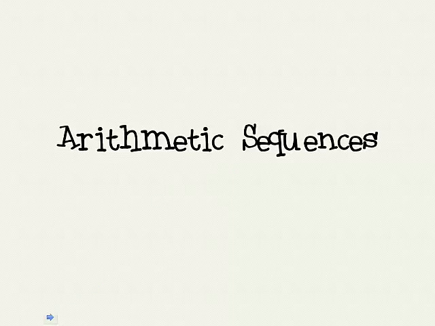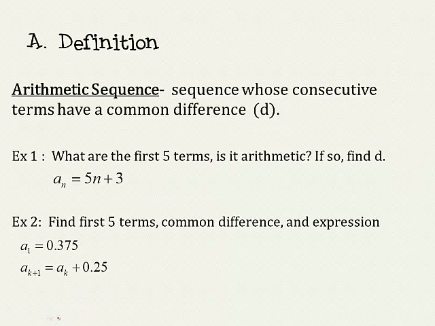Okay, this video is about arithmetic sequences. All right, so definition. What is an arithmetic sequence? It's a sequence whose consecutive terms have a common difference. Basically, to get from one term to the next, you're either adding or subtracting the same amount. That's all it is, okay?